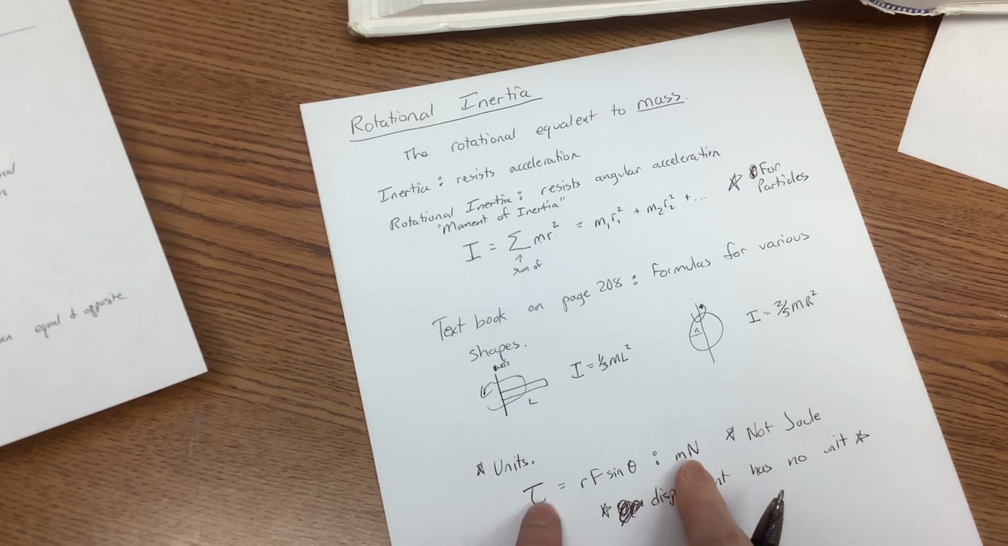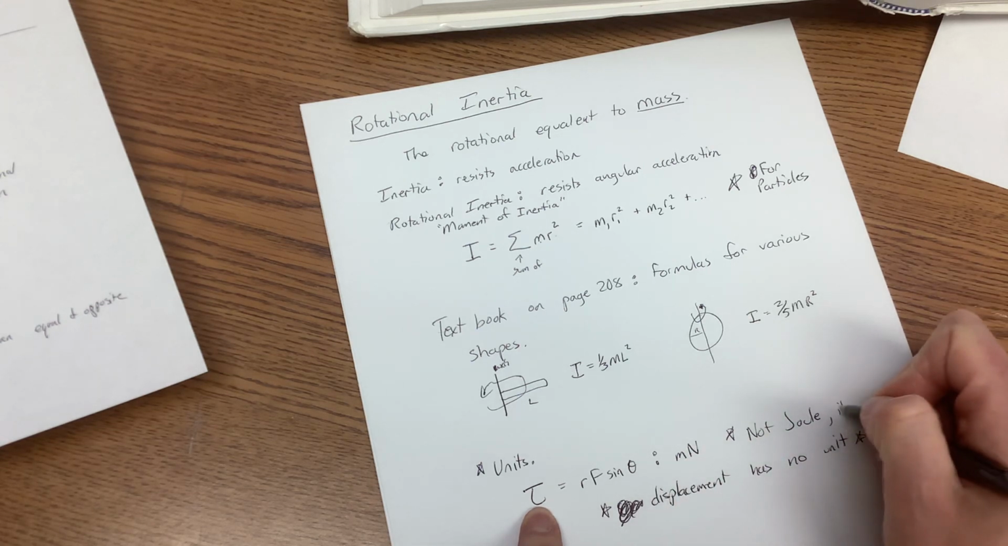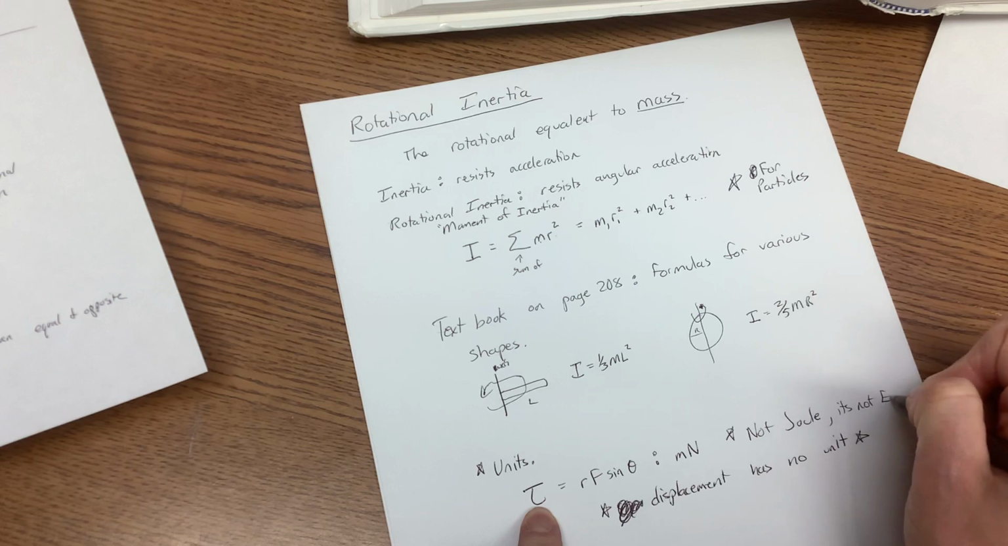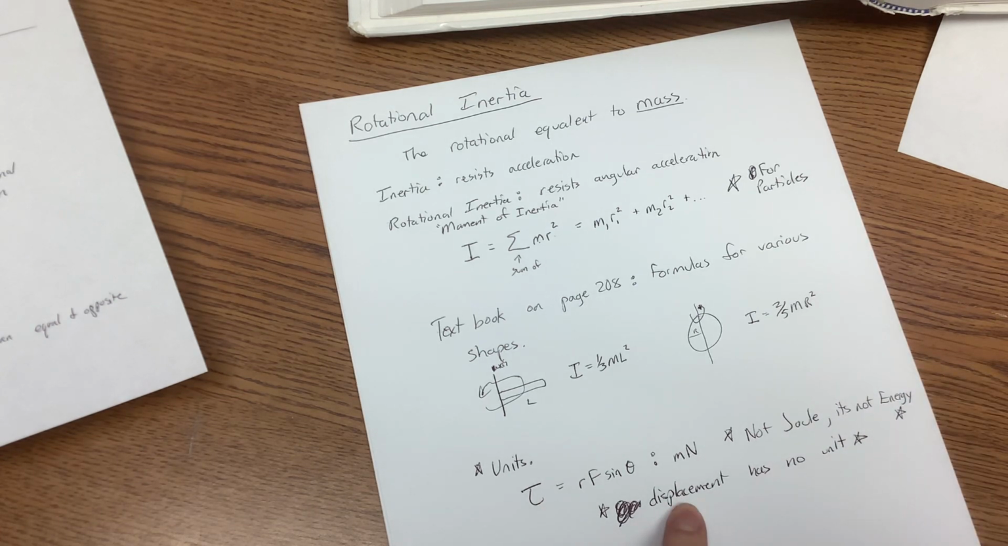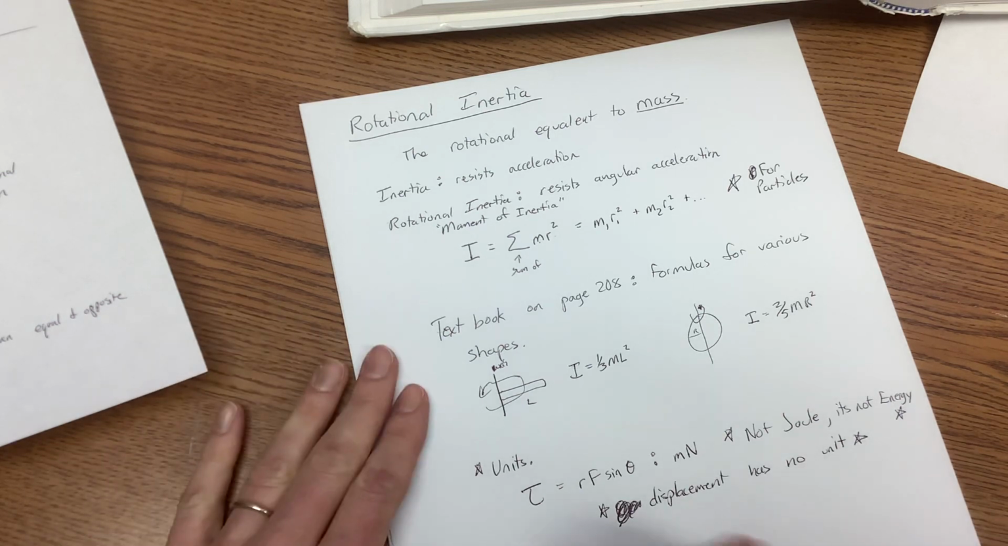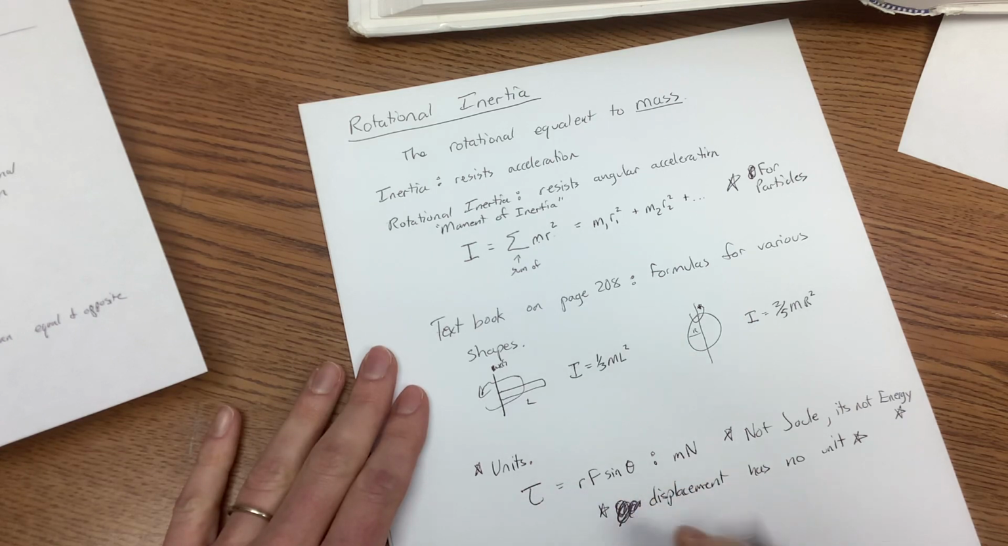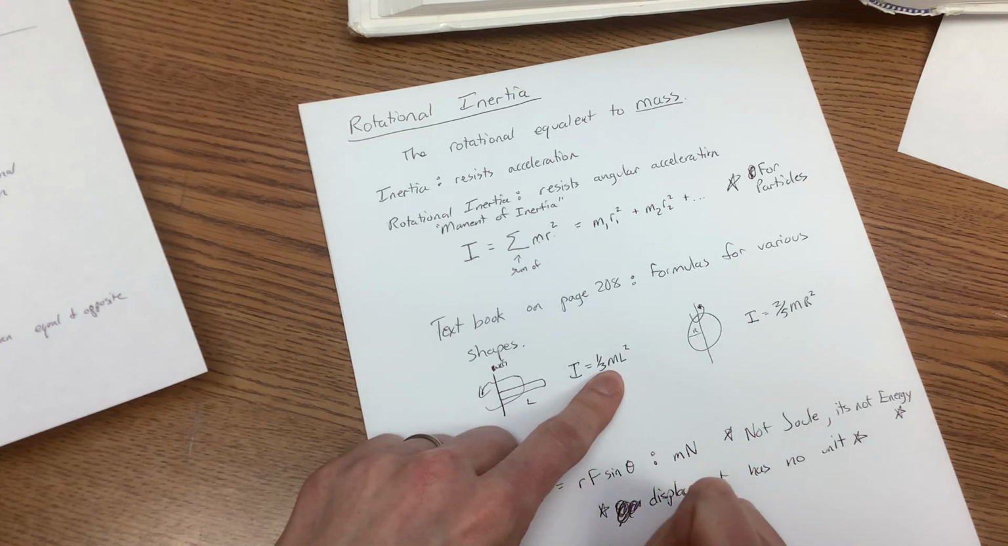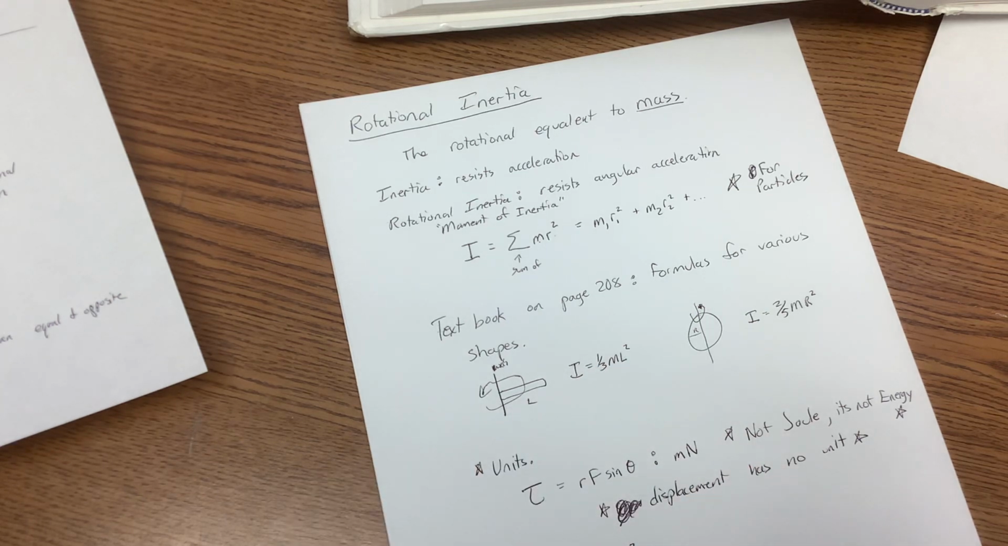But that doesn't mean that this is being measured in joules. Torque is not measured in joules because it's not energy. So we don't call it a joule. We call it a meter newton instead, which might seem silly, and that's okay. You just kind of have to be okay with that. For the moment of inertia, you'll see that it's kilograms times meters squared, which doesn't have a special name or anything.